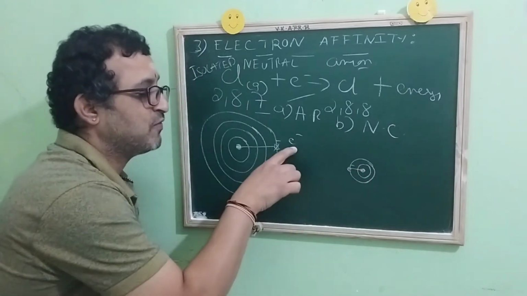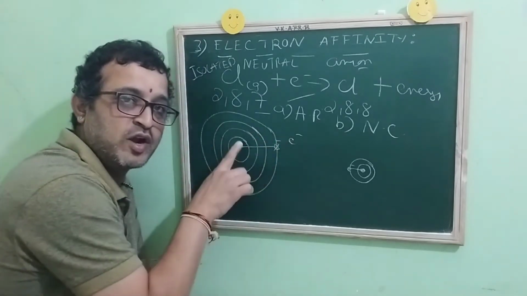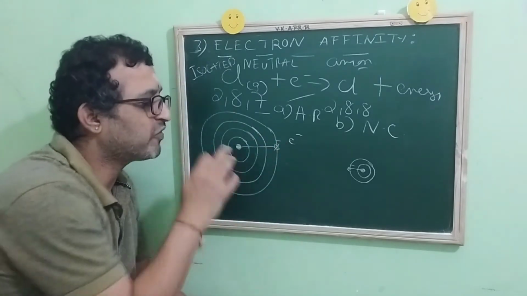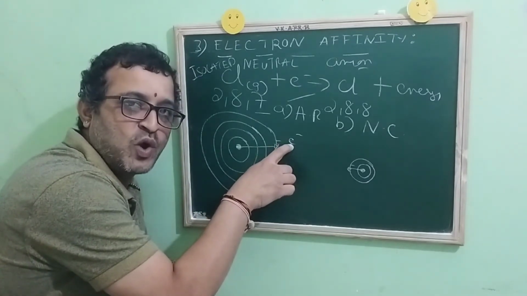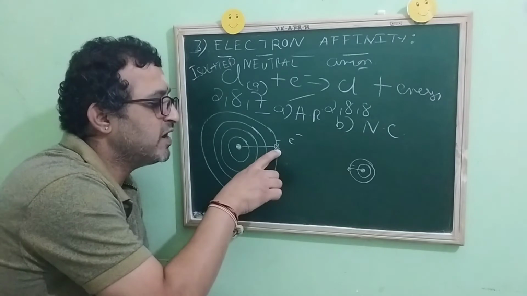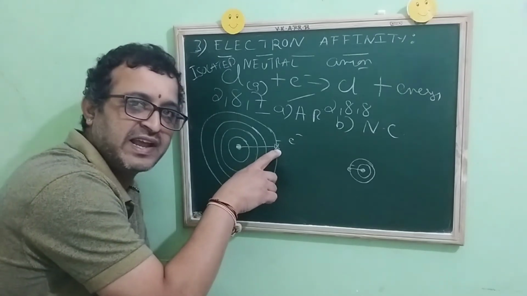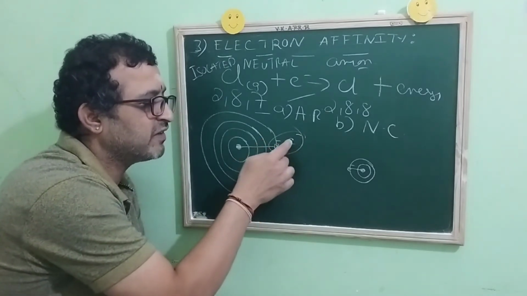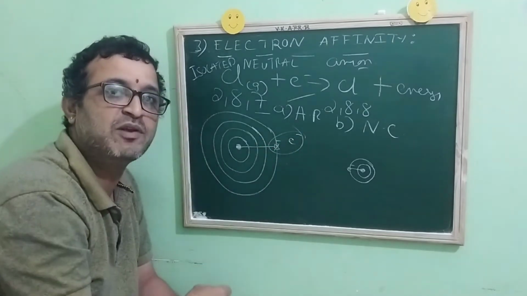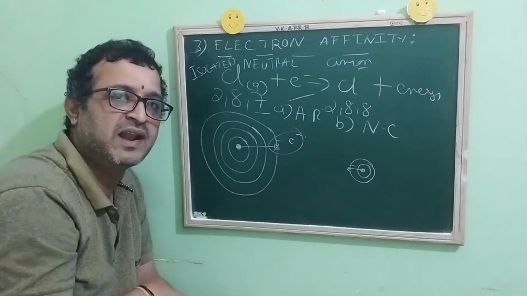Now, children, first, let me try with this one. I want to add the electron to this atom. Now, a question arises: sir, the charge of this electron that you are adding is negative, and already this atom has got electrons inside. The charge of those also is negative. Sir, won't there be repulsion between these electrons and those electrons? Definitely there will be a repulsion. If there is a repulsion, then how can an atom accept the electron?